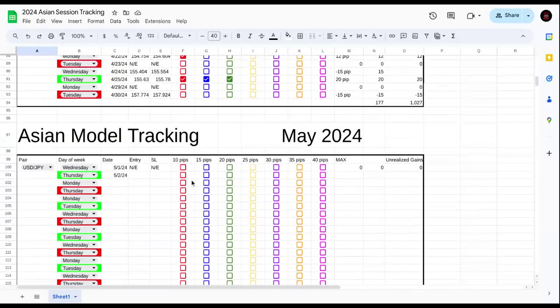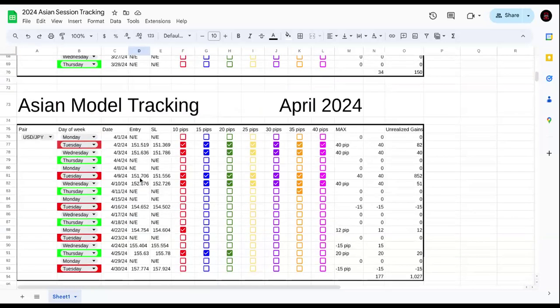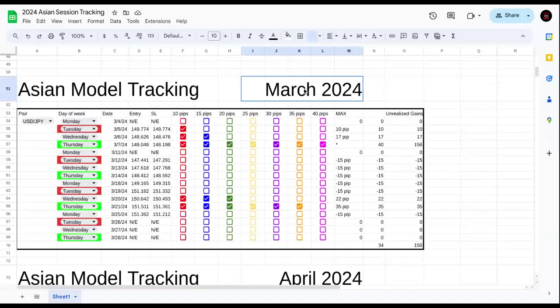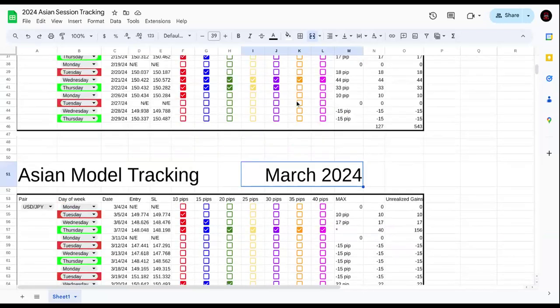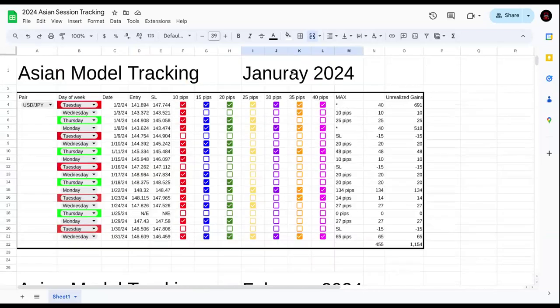But last night was successful. Last night was successful. So hopefully this was insightful. And once again, Asian session model still coming up on top. The last month wasn't as great. So March, interesting results, you know? April, much better. Great improvement, but nothing like January. January was a beast on its own.